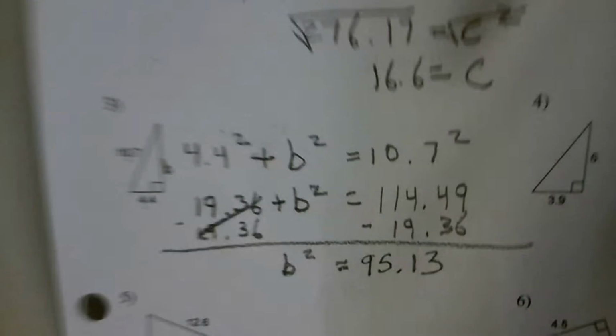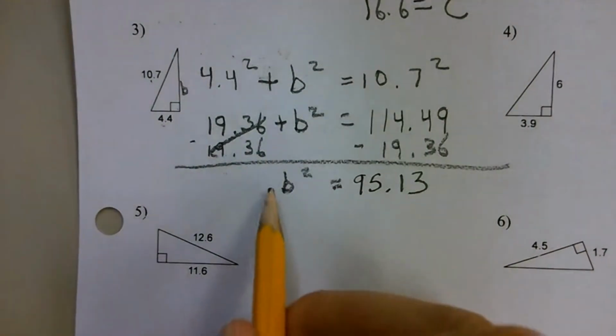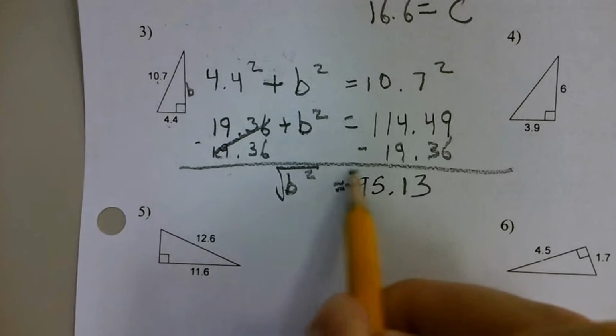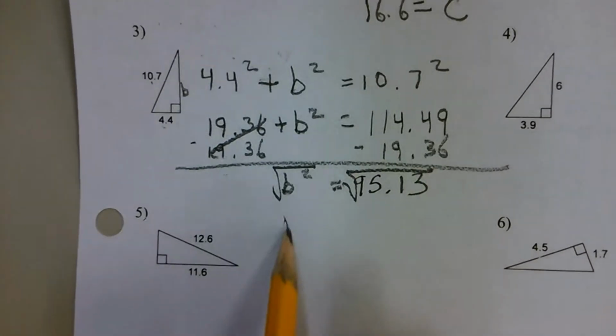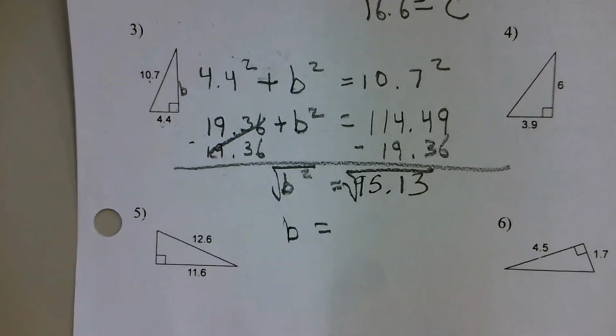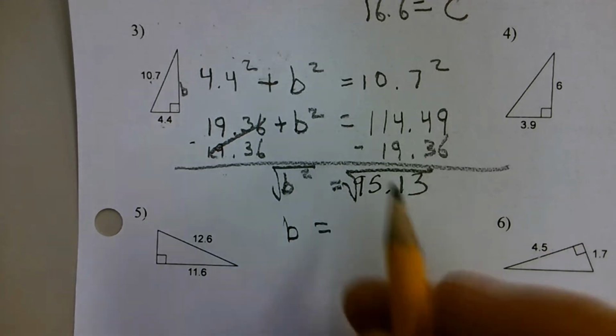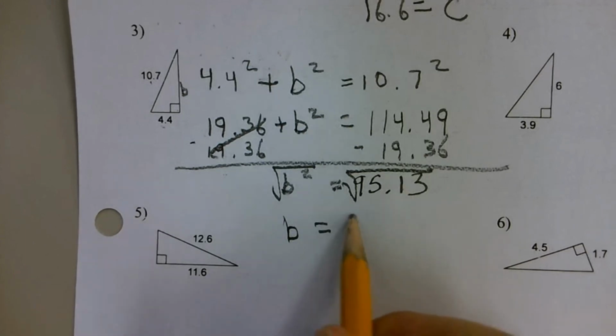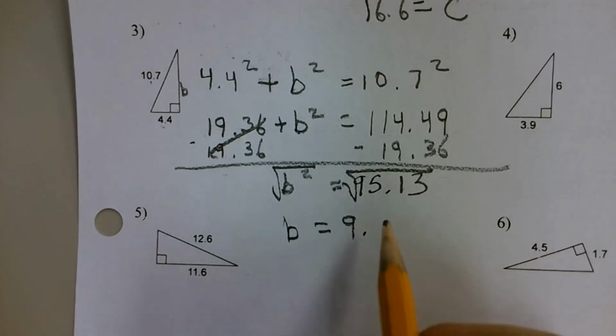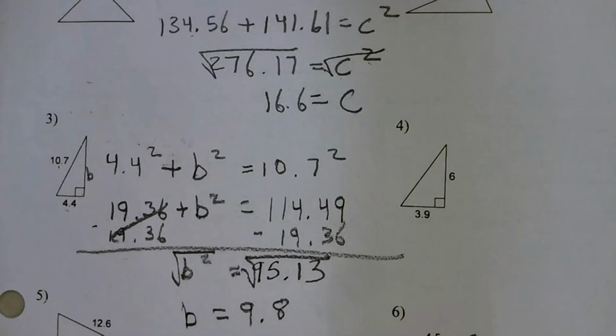Then, to get rid of the squared, we take the square root of both sides, and we get b equals the square root of 95.13 equals 9. We'll call it 9.8. All right.